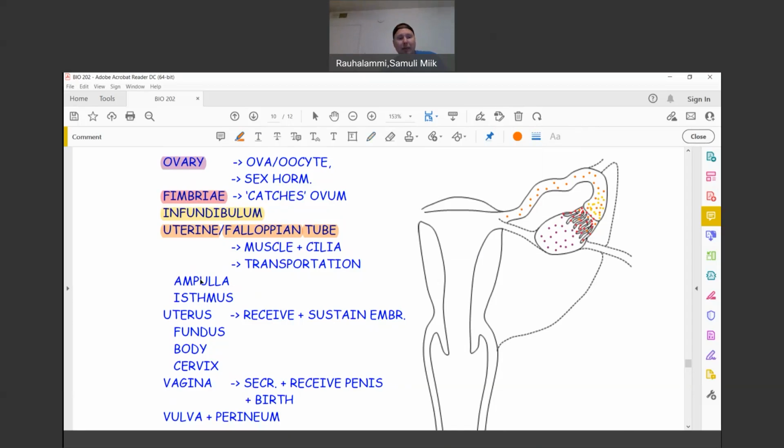Uterine tube itself can be divided into two parts. A major part of it is going to be this ampulla, which is a little bit more wiggly part, if you wish, of the uterine tube. This is where the egg cell gets fertilized. So the egg cell travels here and sperm travels here.